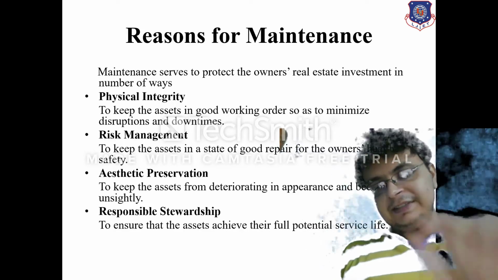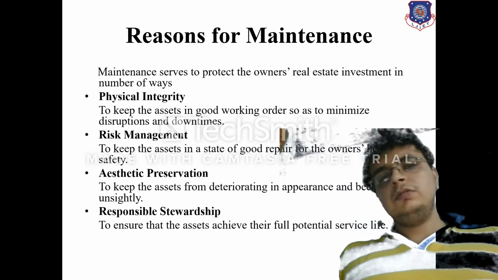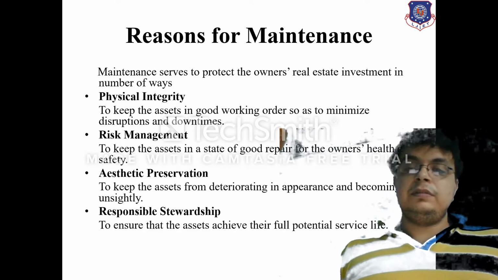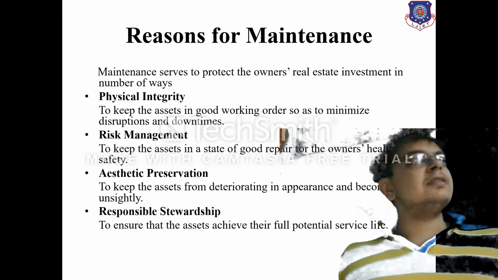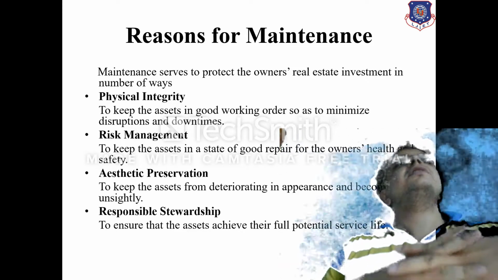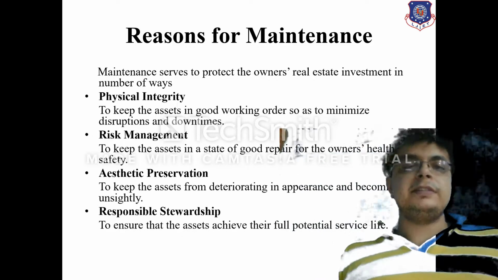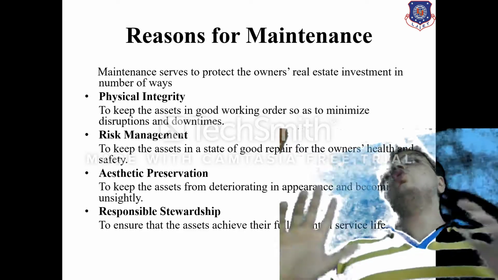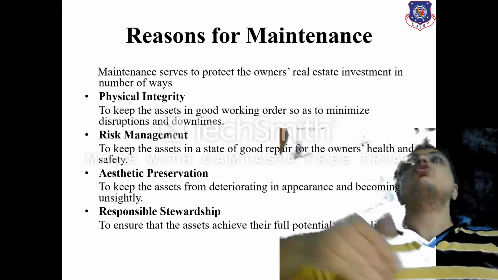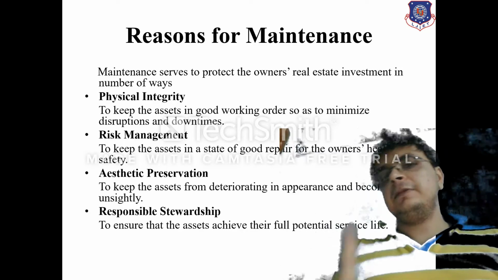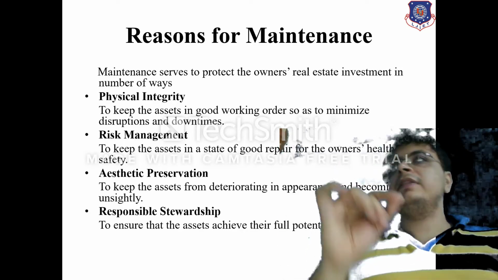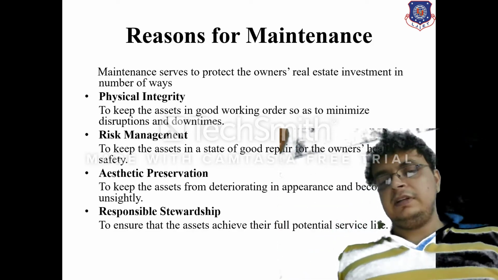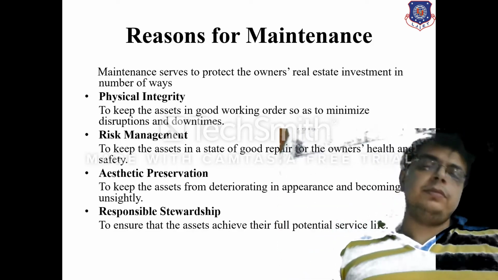Next is risk management. To keep the asset in a good state, repairing is required to be done. If we want the machine to be in good condition throughout its design life, then maintenance is required. Next is aesthetic preservation. Aesthetic means the material should look good throughout its life, and that can only be achieved with the help of maintenance. In order to prevent the deterioration of the machine, maintenance is required, and as a result the appearance will look good.